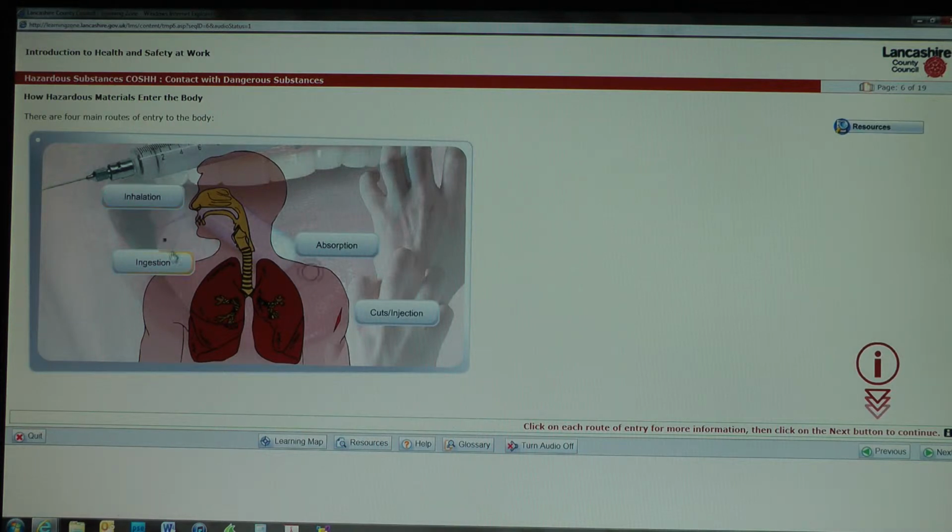Hazardous materials can get into your body and affect your health in many ways, but here are the most common routes of entry.